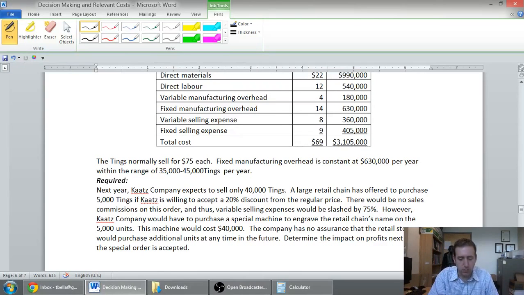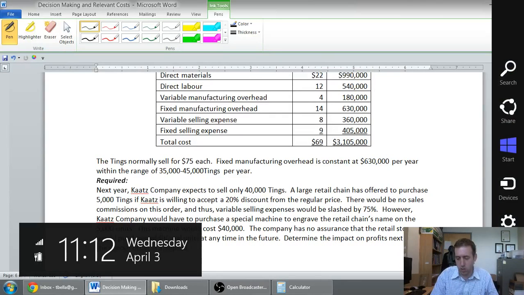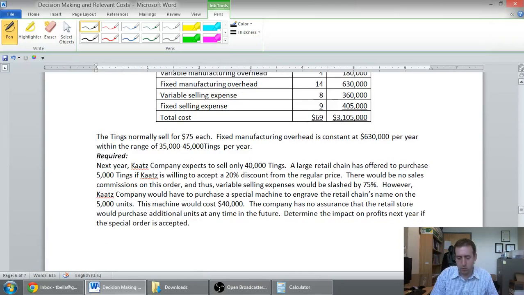However, Kate's company would have to purchase a special machine to engrave the retail chain's name on the 5,000 units. This machine would cost $40,000. The company has no assurance that the retail store would purchase additional units at any time in the future. Determine the impact on profits next year if the special order is accepted. So, all right, let's figure out what costs are relevant, how many units we're moving, and whether we should do this deal or not.